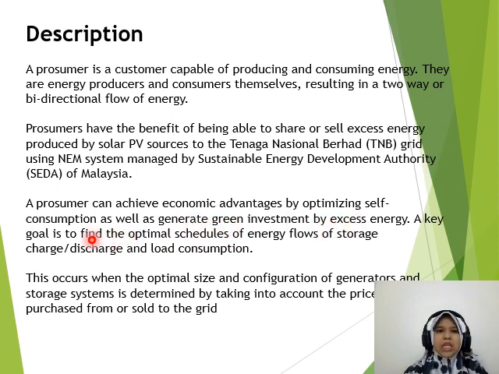A prosumer can achieve economic advantage by optimizing self-consumption as well as generate green investment from excess energy. A key is to find the optimal schedule of energy flow of storage, charge and discharge, and load consumption. These occur when the optimal size and configuration of the generators and storage system is determined by taking into account the price of energy purchased from or sold to the grid.